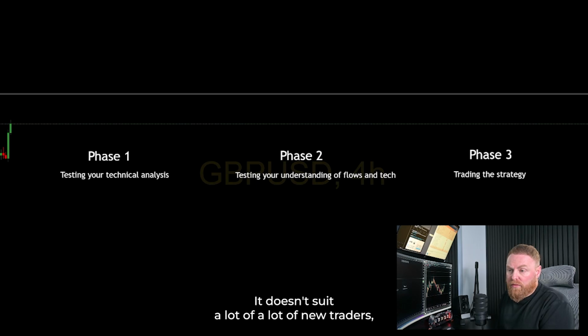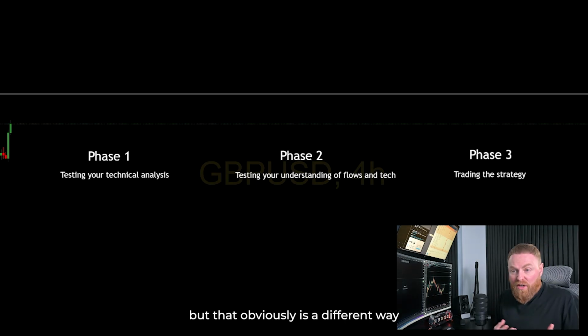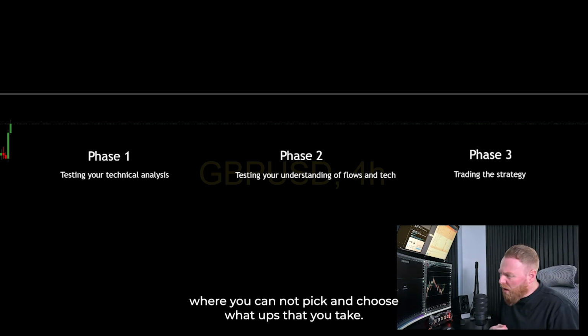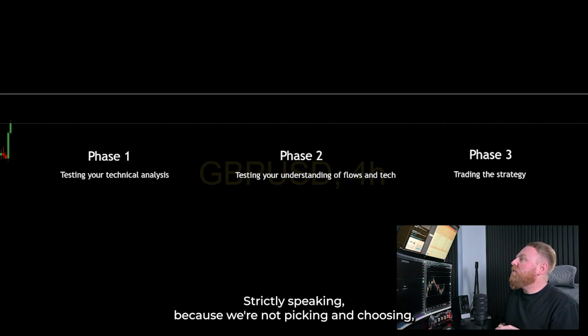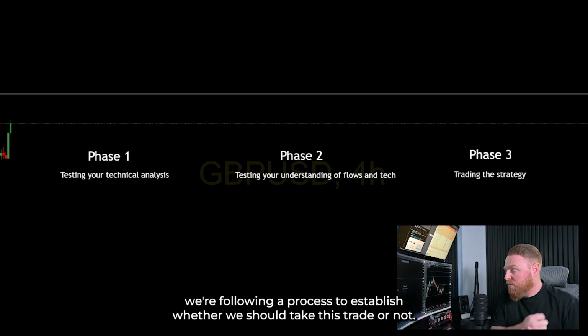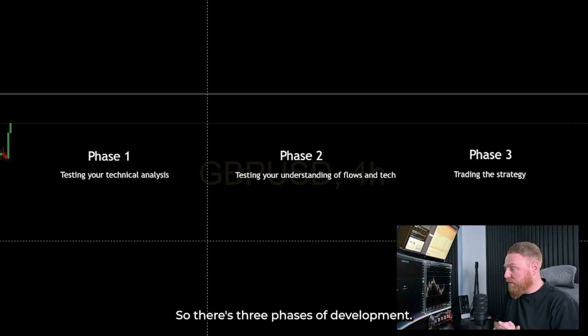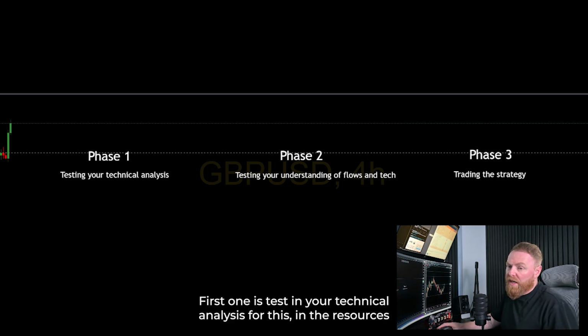It doesn't suit a lot of new traders, but there obviously is a different way, and that is having that discretion, being a discretionary trader. Strictly speaking, we're not picking and choosing what setups we take. We're following a process to establish whether we should take this trade or not. So there's three phases of development. First one is testing your technical analysis.